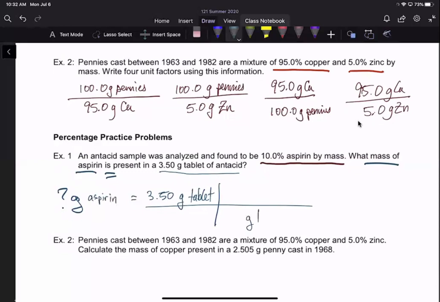So we'll need to cancel out grams of tablet, and we're going to go to grams of aspirin, and we see it here. That means we have 10.0 grams of aspirin in a 100 gram tablet. Great, so our units cancel and we get grams of aspirin back. Don't forget to keep that measured 0.